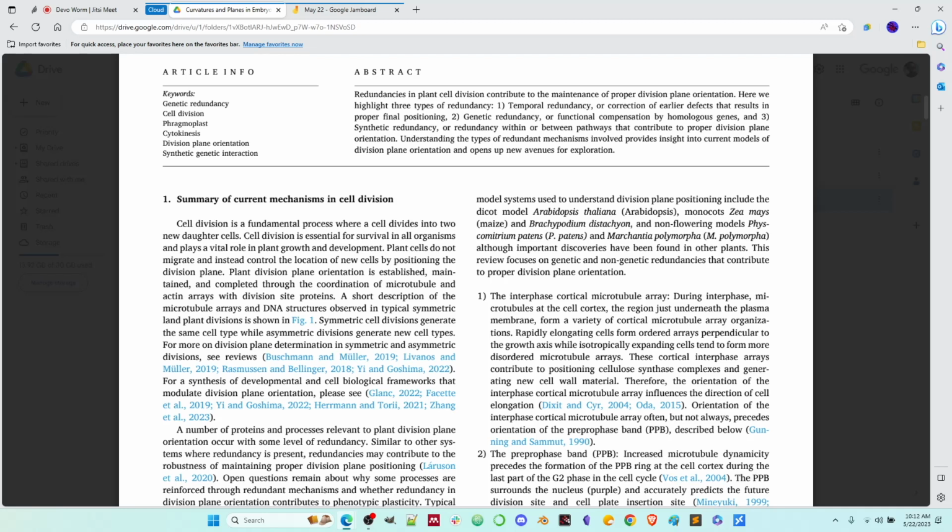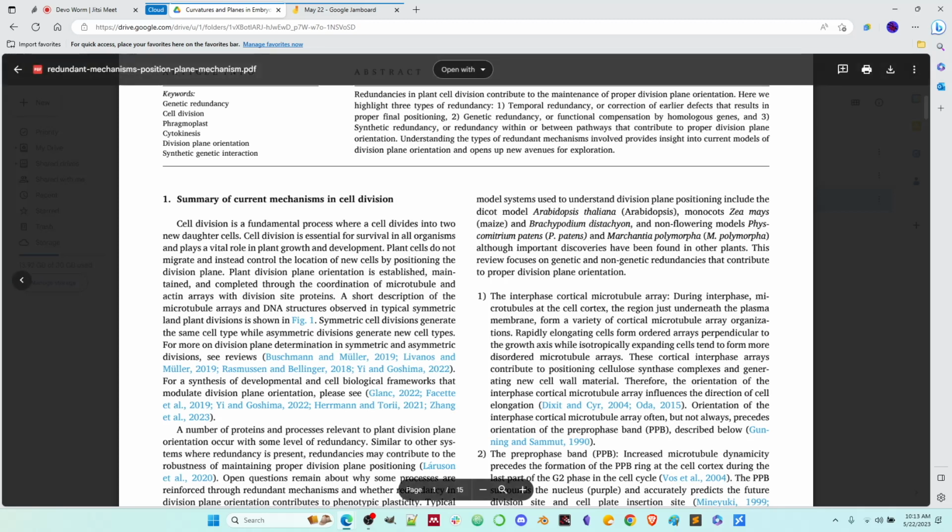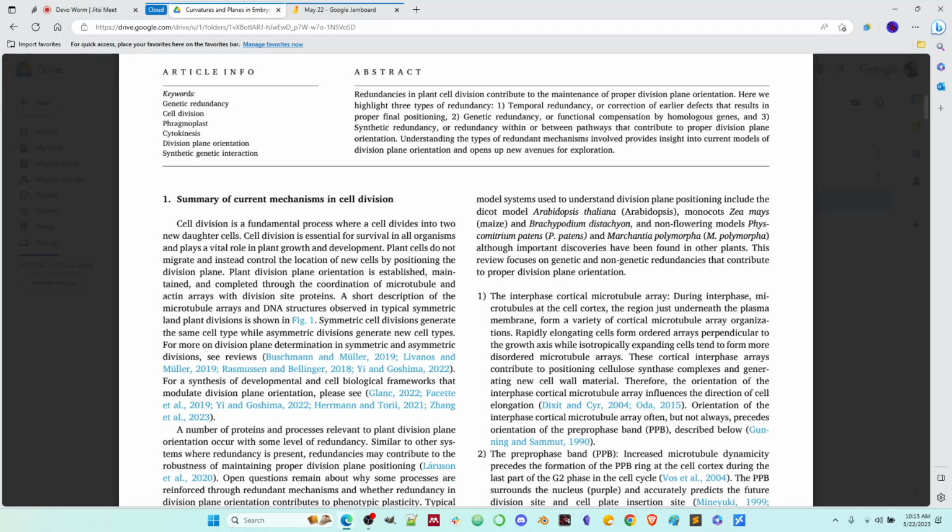So for example, in C. elegans, you always get the reproductive structures towards the back end, and the connectome cells that form the main central nervous system towards the front end. It's not randomly placed. So this is the importance of these planes, that they provide a template so that things end up in generally the right place. Plant cells do not migrate and instead control the location of new cells by positioning the division plane. So in plants it's different. You have this plane orientation, which is unique in plants, but you see this in all organisms to some extent.